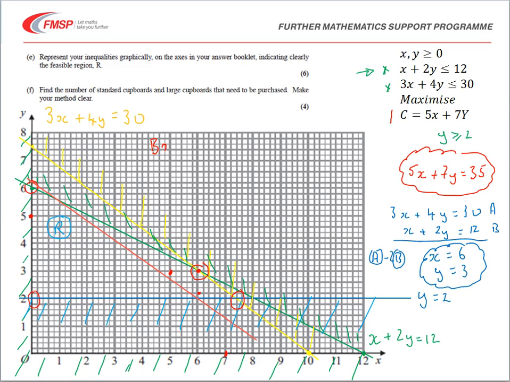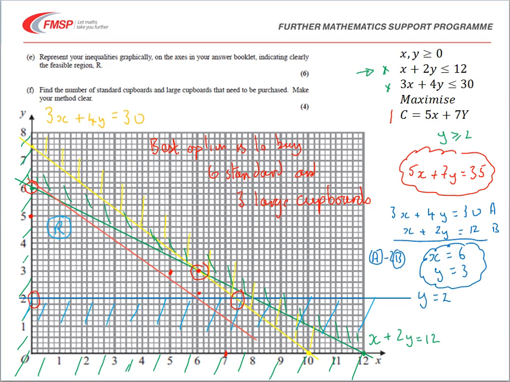So we need to say our best option is to buy 6 standard and 3 large cupboards. It's important that the answer to your question is put back in the context of the question. So it's not just a case of saying x equals 6 and y equals 3. It must go back into context.